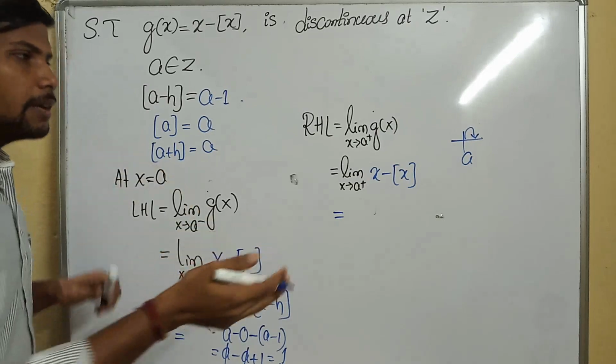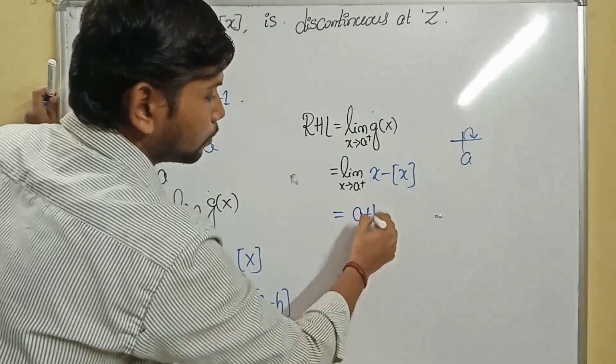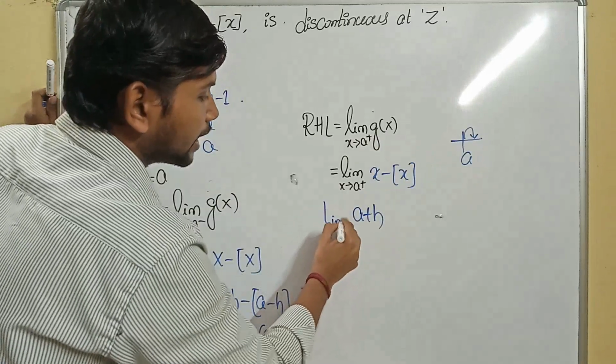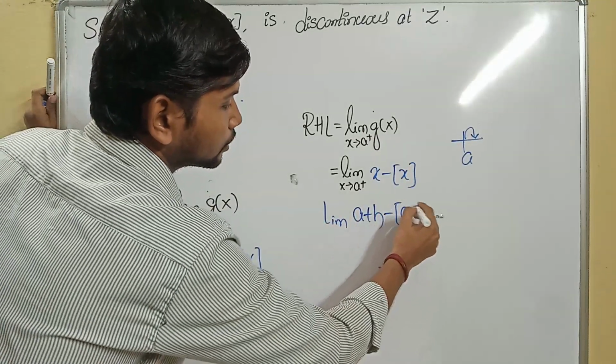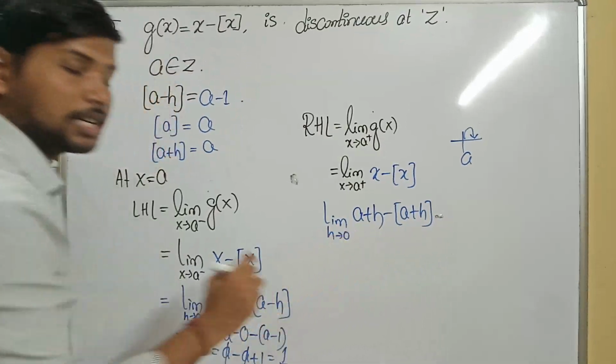What is the meaning of right part of a? It will be a plus h. X replaced by a plus h. Let it be limit as h tends to 0 of a plus h minus greatest integer function of a plus h. Now here h is very small, h is tending towards 0.